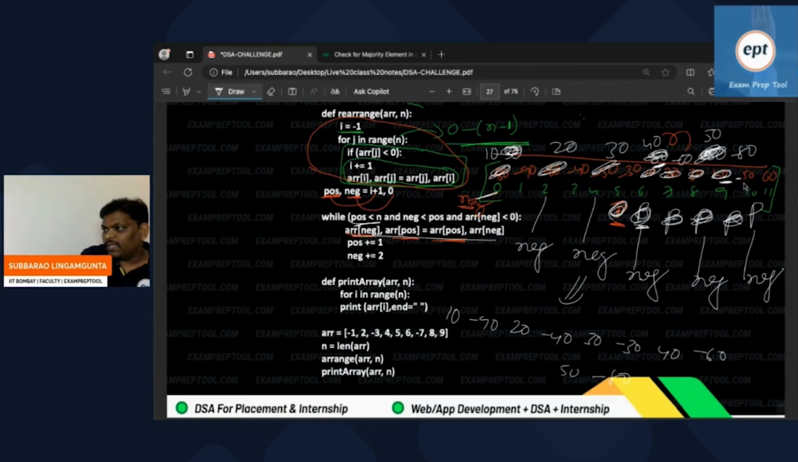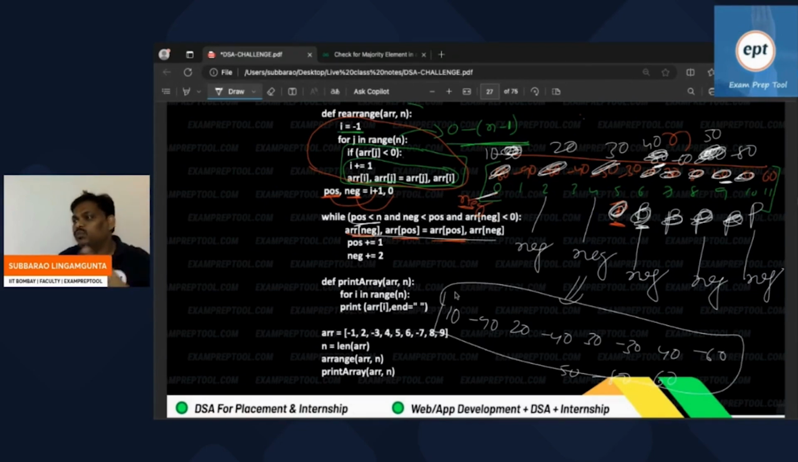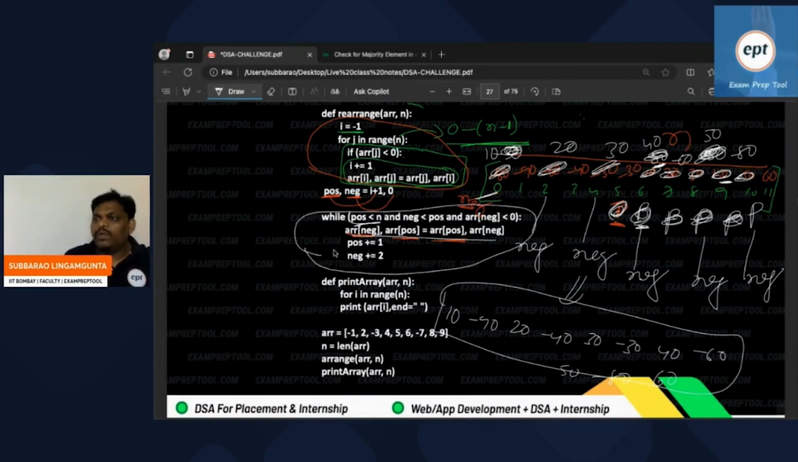Yeah, this is a minus 80. Lastly, 60. Something like that. What I mean to say is, at the end of this algorithm, you are able to see positive, negative, positive, negative, positive, negative, like that. This loop will take care of that. This loop will take care of this.